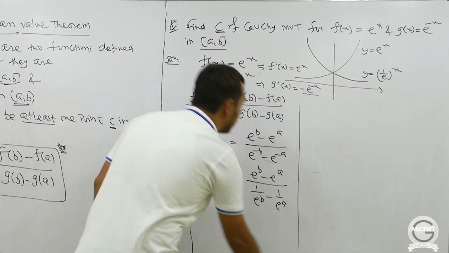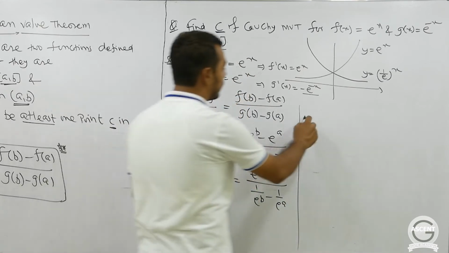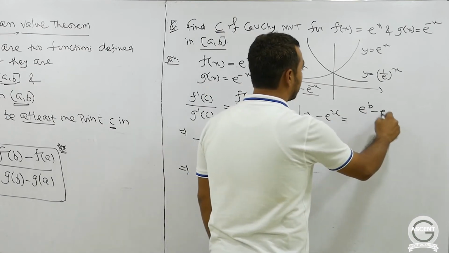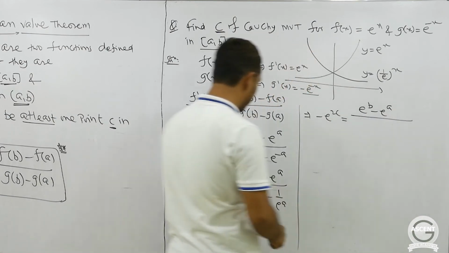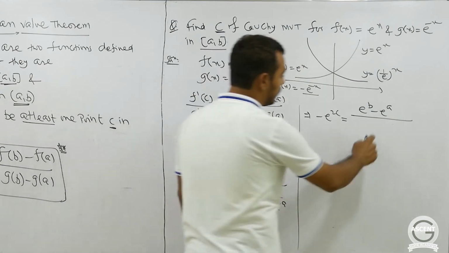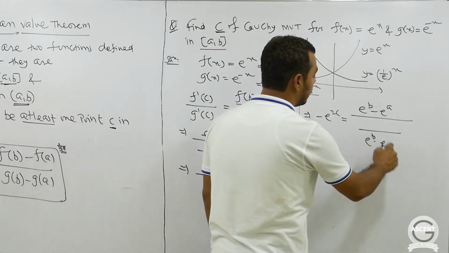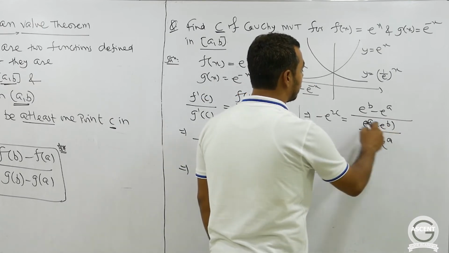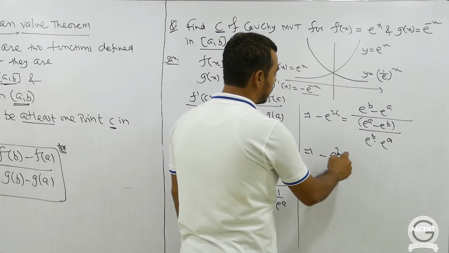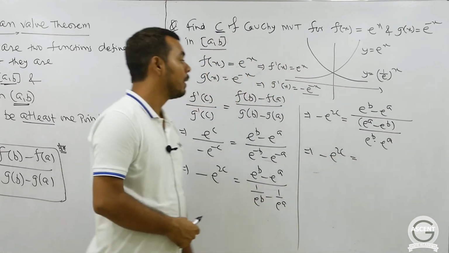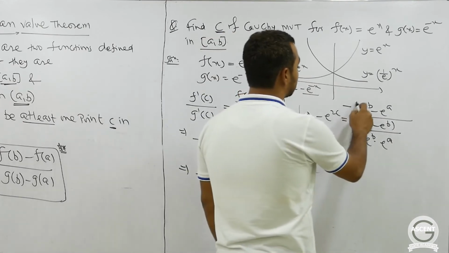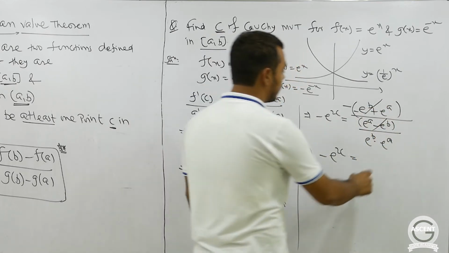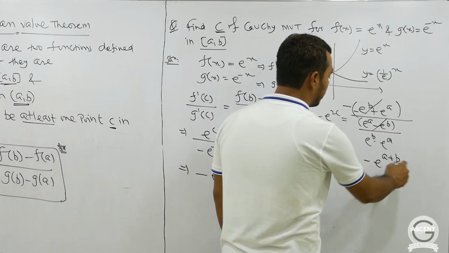power a. So from here you can see that you will get minus e to the power 2c times e to the power b minus e to the power a, divided by, if I take the product of these two as LCM, e to the power b into e to the power a, then I will get e to the power a minus e to the power b. So this will give us minus e to the power 2c, and you can see that if I take minus sign common here, I will get plus here, minus here, these two will cancel. So this will give us minus e to the power a plus b.